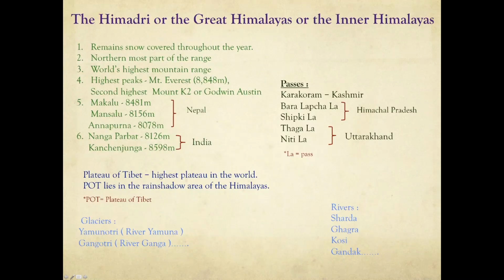The Himadri, or the Great Himalayas or the Inner Himalayas, remains snow-covered throughout the year. Northernmost part of the range is Himadri. It's the world's highest mountain range with some of the highest peaks. The highest peak of this range is Mount Everest, of 8,848 meter height. The second highest mountain is Mount K2 or Godwin Austen.